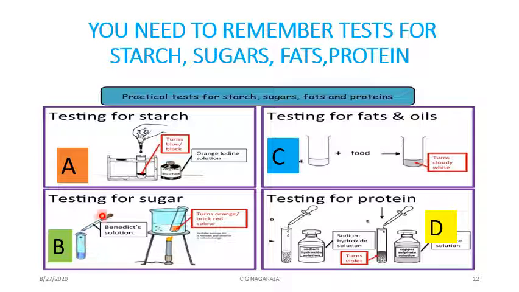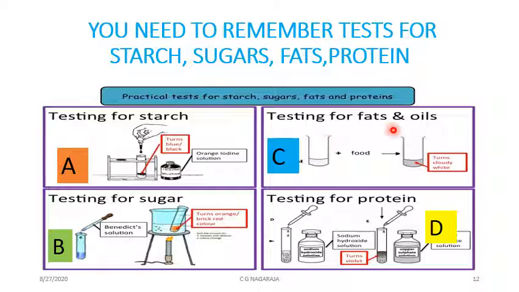B is the test for sugar. Most of the food items may contain sugar. We can test the food item: take the food item, put it in a beaker. To that, add what's called Benedict solution and then try to boil it for 3 minutes. If sugar is present, it turns into brick color. If there is no sugar, the blue color of the Benedict solution will be there.